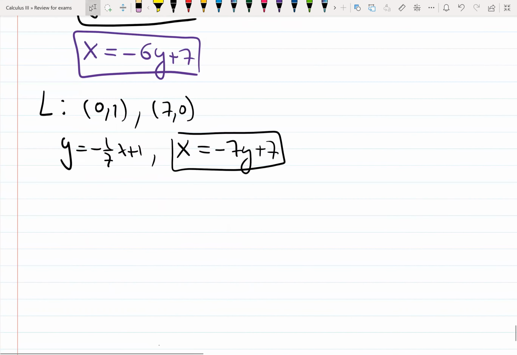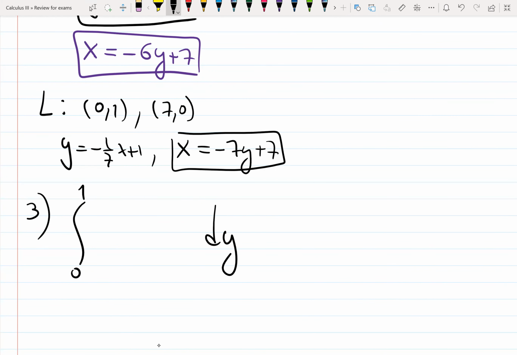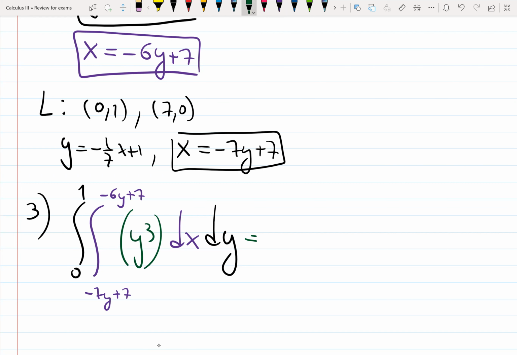Finally, we can now do step 3. Integrals from 0 to 1 in terms of dy, but the x is different. X is going from right to left. Function on the right is minus 6y plus 7. Remember, it's x equals. Function on the left is minus 7y plus 7. Finally, now it matters that the function inside is y cubed. And you start integrating just like I did right now in the previous example. The outside function waits. The inside function is integrated with respect to x.